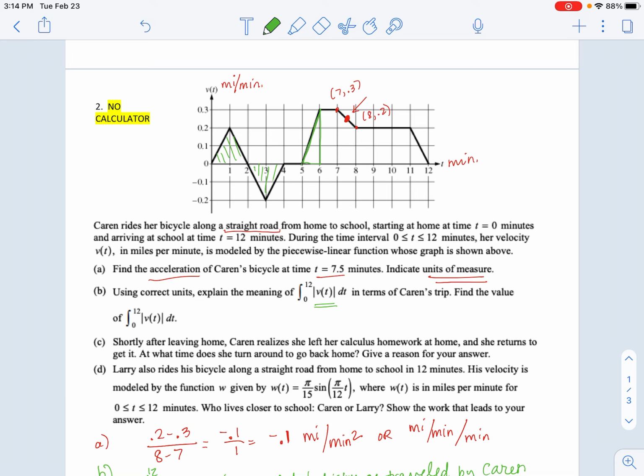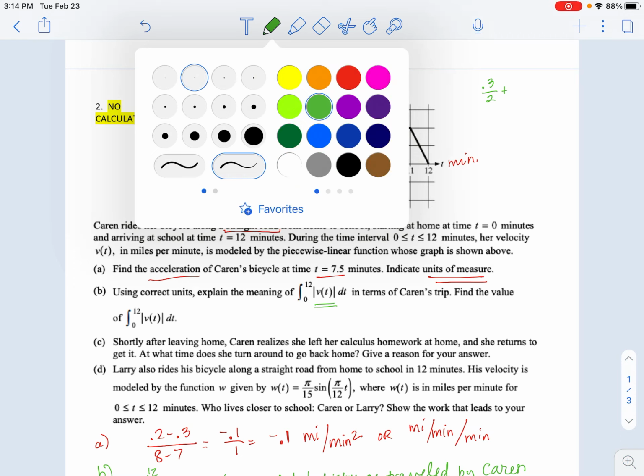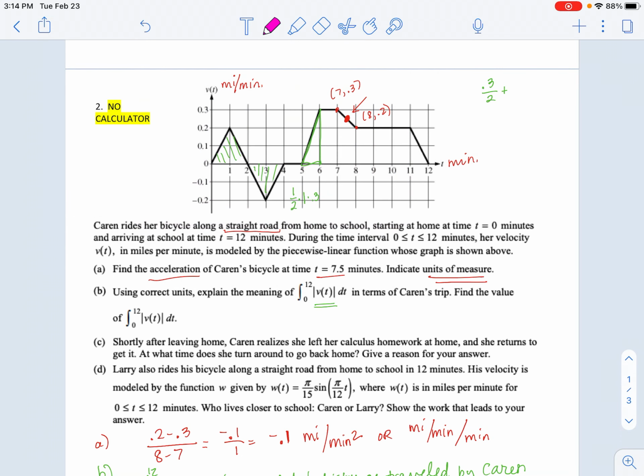So let's see. This first green triangle, I've got 1/2 base of 1, height of 3. Ooh, it's not a height of 3. That's crazy. It's a height of 0.3. So we have 0.3 over 2 for the first green triangle. Then we have 3 boxes here. So remember that's 0.3. And then we have basically 2.5 boxes.